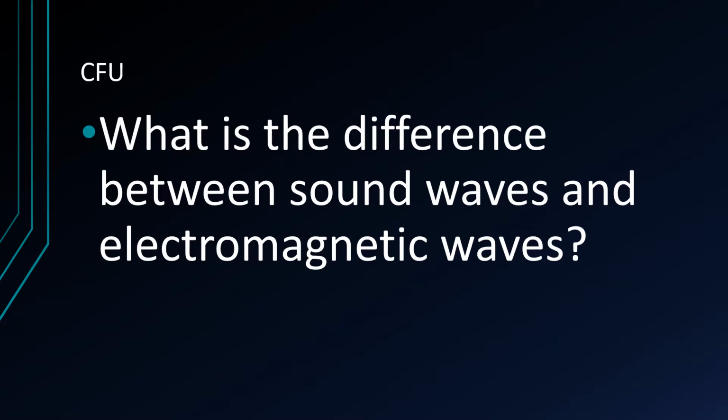Now, a lot of people get confused when we're talking about electromagnetic waves because one of the lowest ends is going to be radio waves. So people very often confuse them with sound waves. So what's the difference between sound waves and electromagnetic waves?